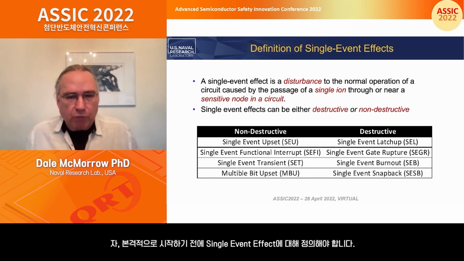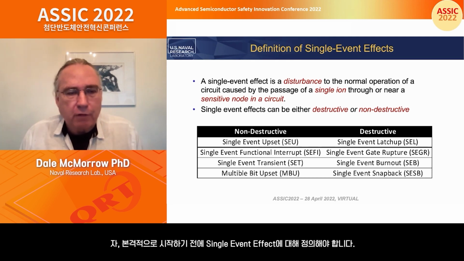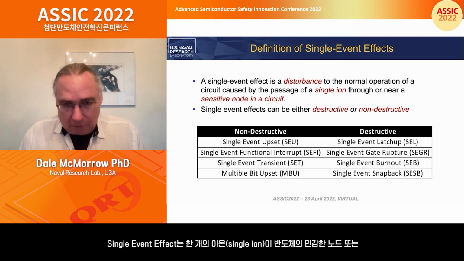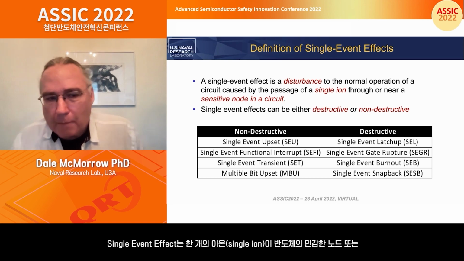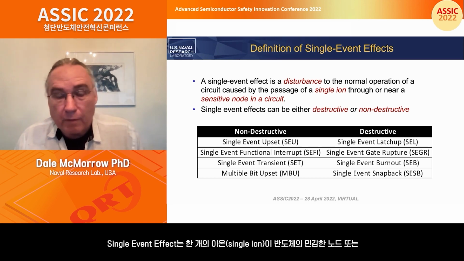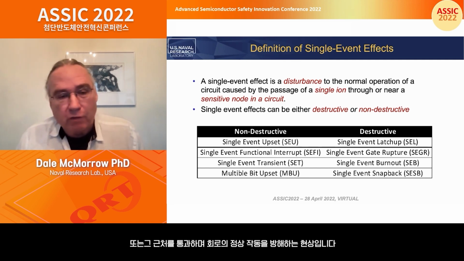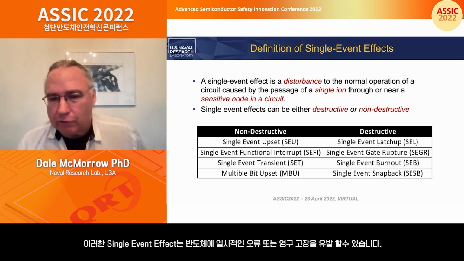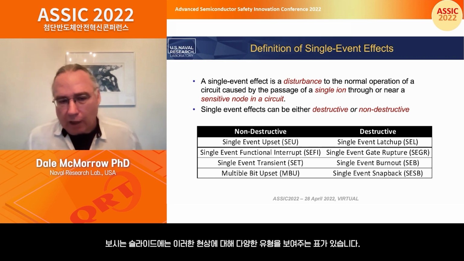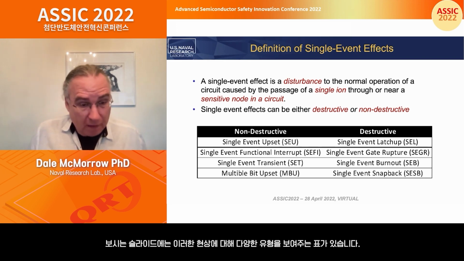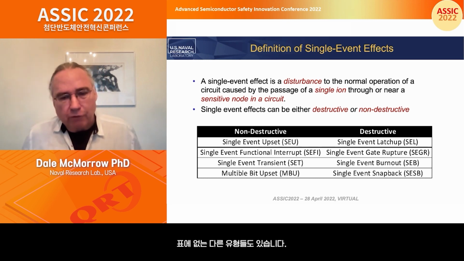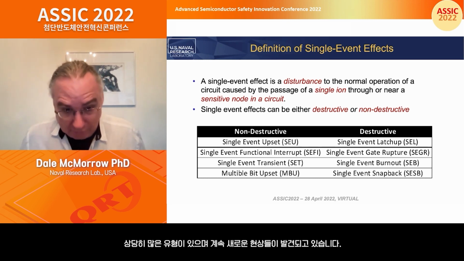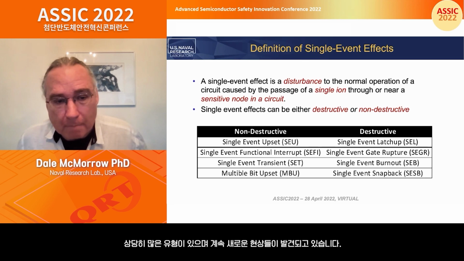Okay, before I really get into anything, we should start with a definition of single event effects. A single event effect is a disturbance to the normal operation of a circuit caused by the passage of a single ion through or near a sensitive node in the circuit. And these single event effects can be either destructive or non-destructive. And there's a table on this slide showing the various types. There are others as well. There's quite a long list, and there are new ones being discovered all the time.